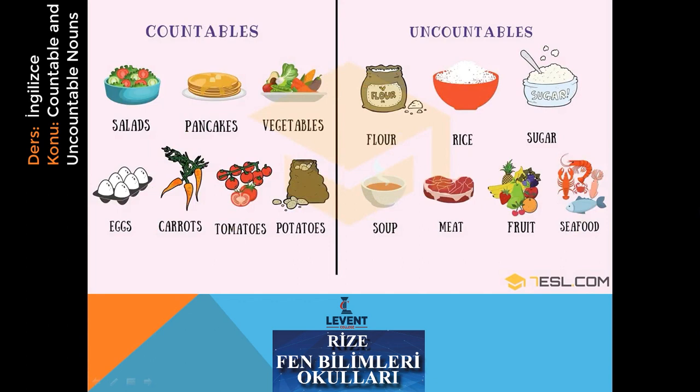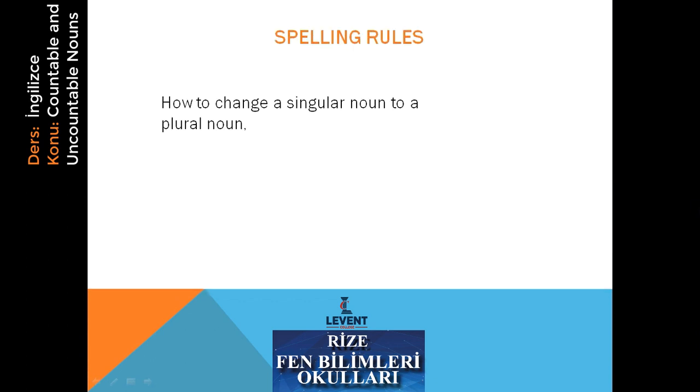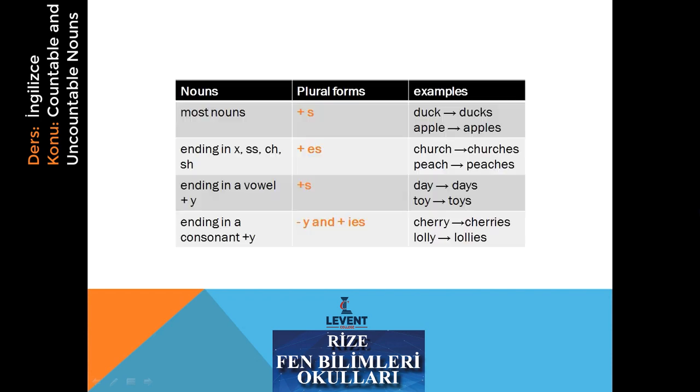Now let's examine how to change a singular noun to a plural noun. For most nouns we use s. For example, duck becomes ducks, apple becomes apples. For nouns ending in x, s, ch, and sh sounds, we use es. For example, church becomes churches, peach becomes peaches.